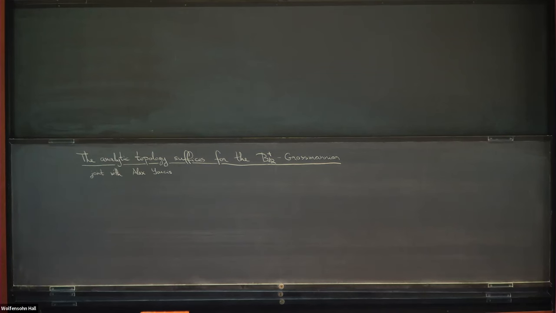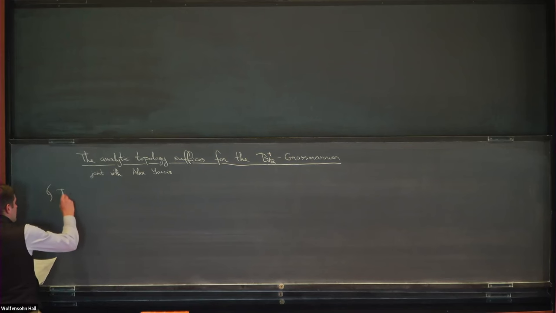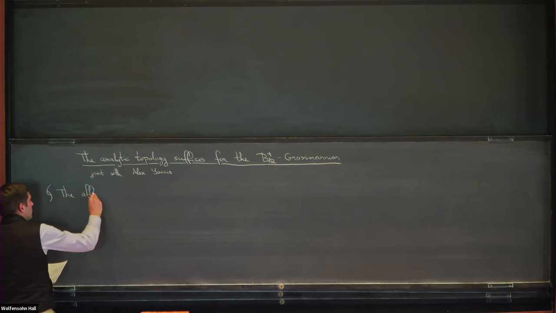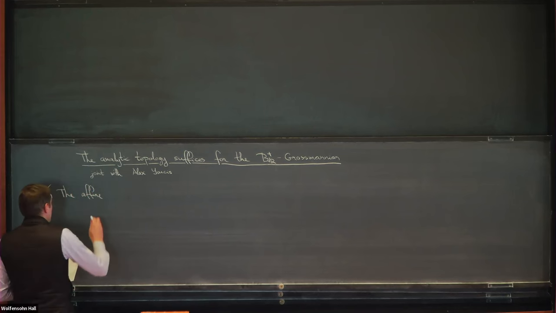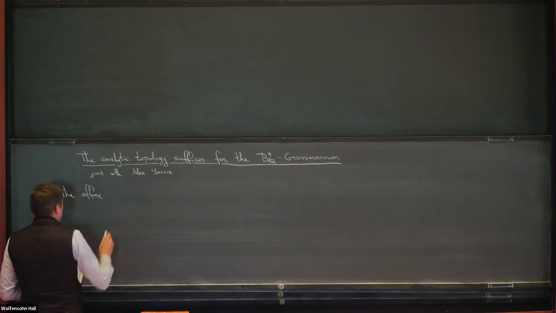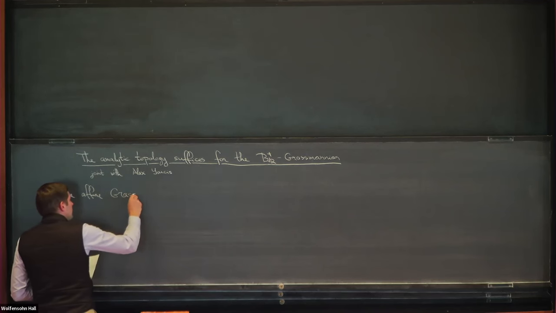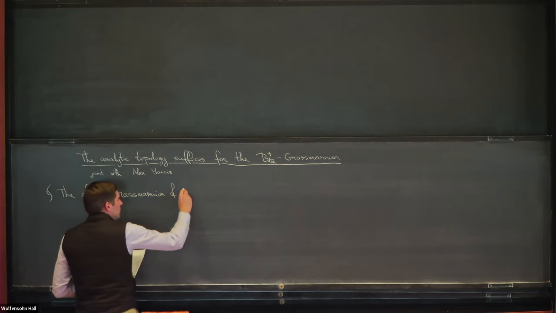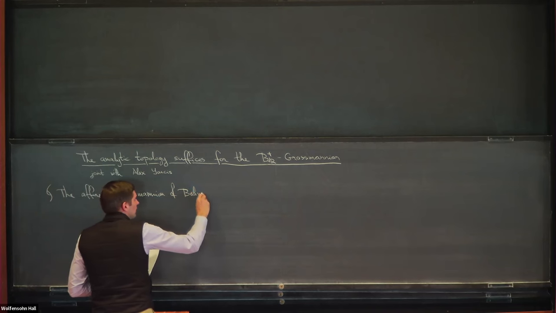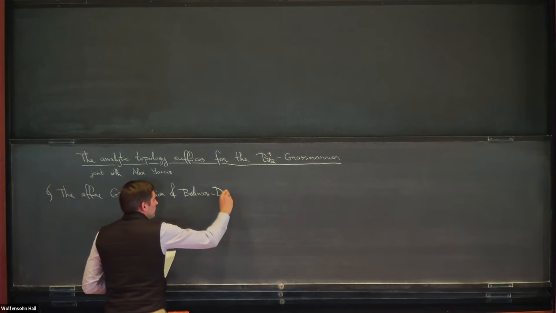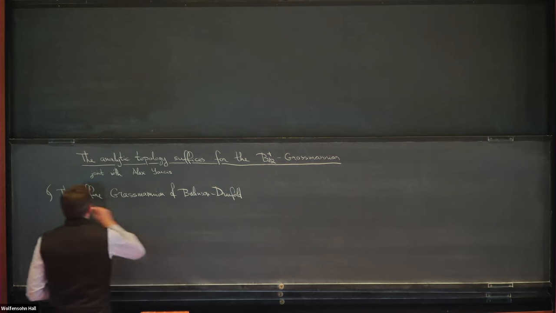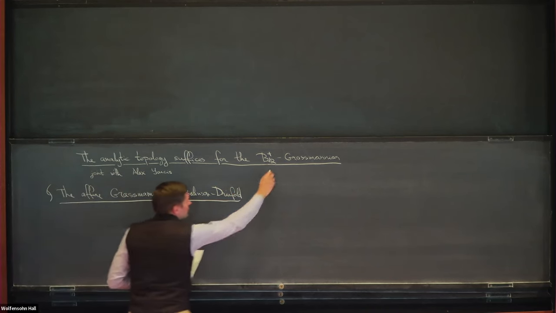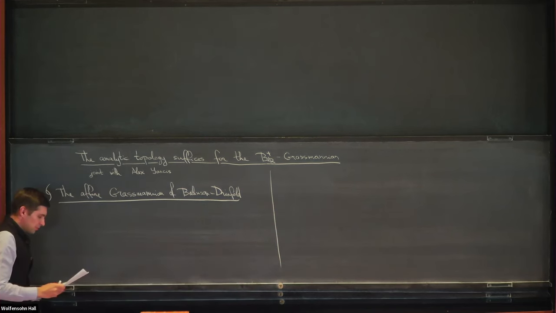But to put that into context, let me actually begin by reviewing what the situation is for the more classical Grassmannian, which is not particularly p-adic, and then we'll switch to discussing the actual p-adic BdR plus affine Grassmannian. So for this, let me discuss the affine Grassmannian, often called the Beilinson-Drinfeld affine Grassmannian. It figures in their work on Langlands, although as far as I know, it was first considered in a paper of Lusztig.